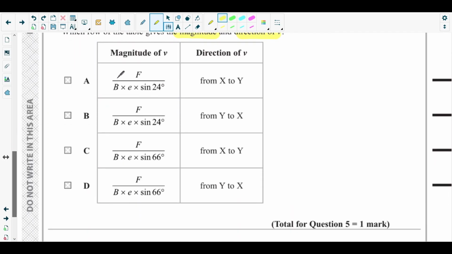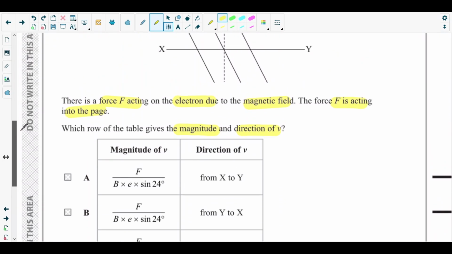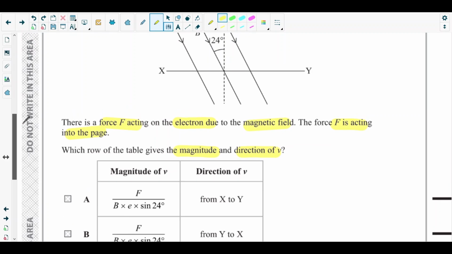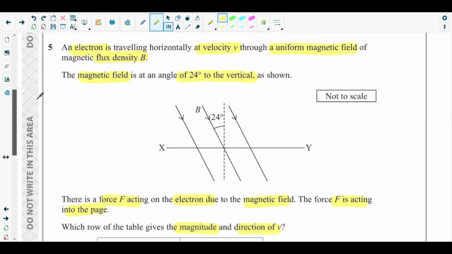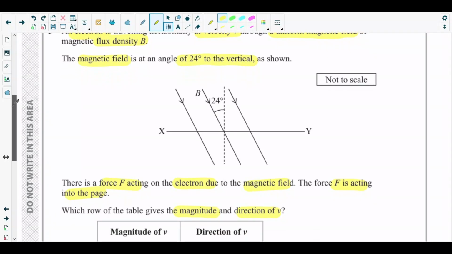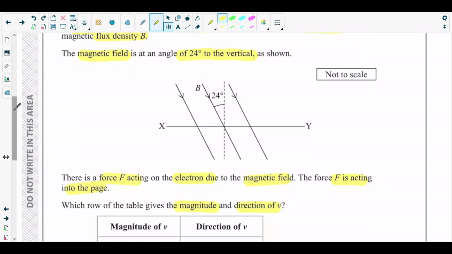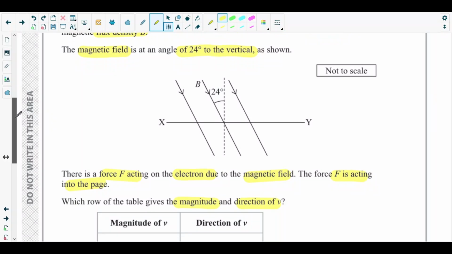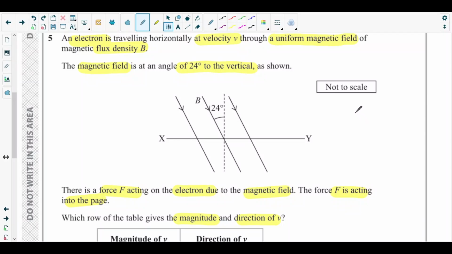There are four options given. The four options show the magnitude of the velocity and the direction of the velocity. So now consider the scenario, the motion of this electron. To understand the direction, at first let's consider the direction so that we can eliminate some of the options. To consider the direction, we have to use Fleming's left hand rule.